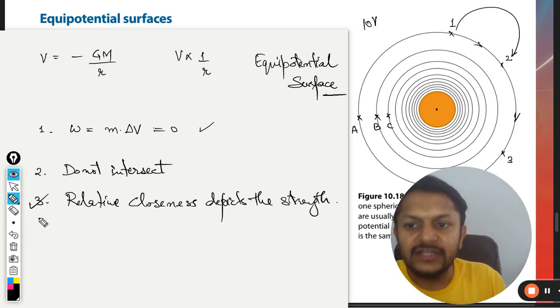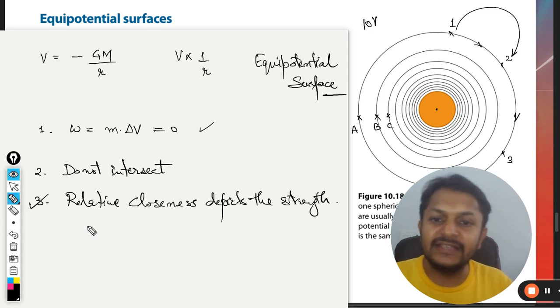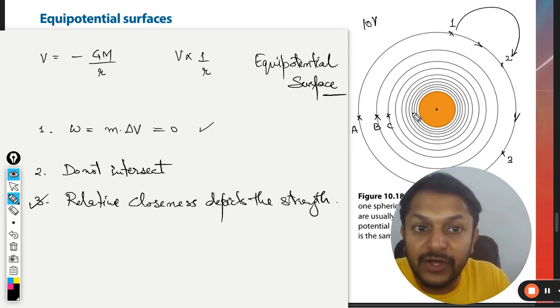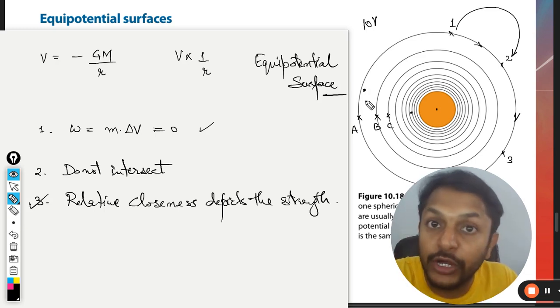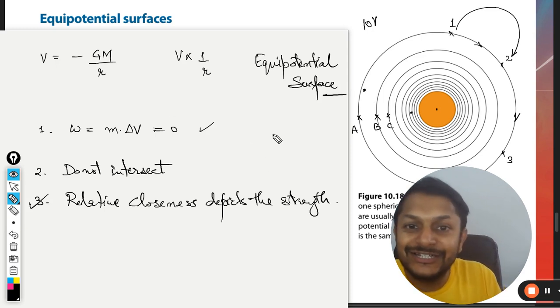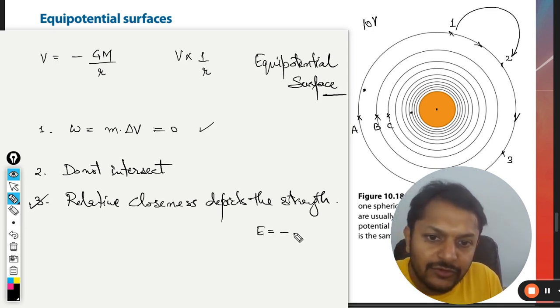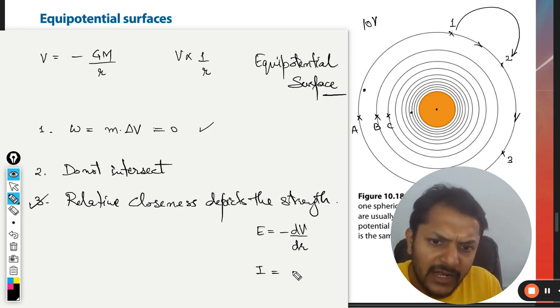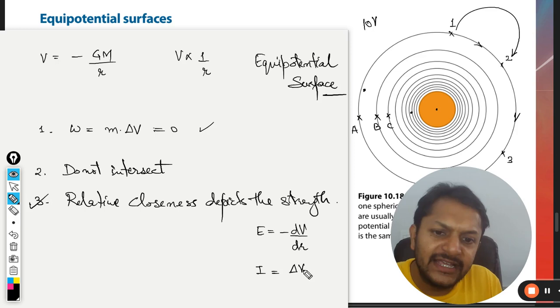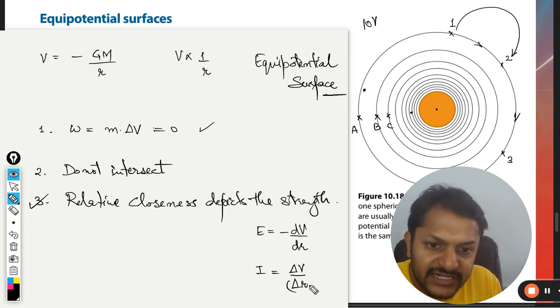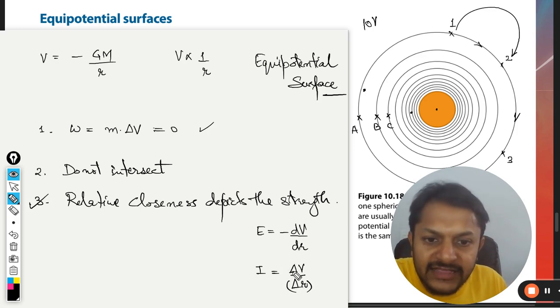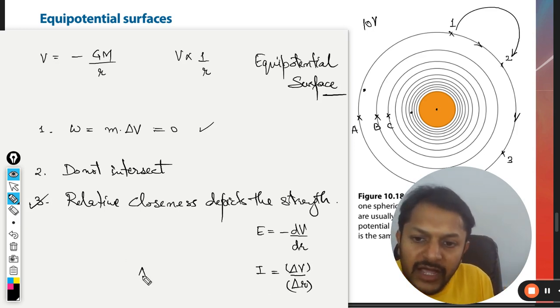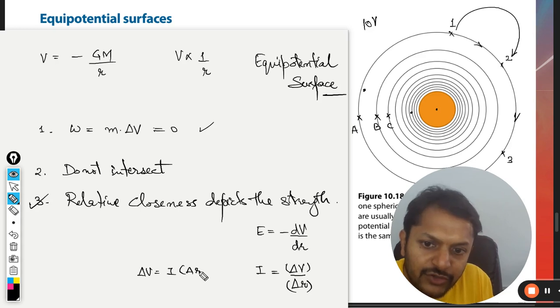Now, why is that? The point you need to note about point number three is that relative closeness depicts greater gravitational field strength, and this is depicting a weaker gravitational field at that point. How can we reach this conclusion? I just gave you a formula: E is equal to negative dV by dr, and you can write E or you can write I. If we concentrate only on the magnitude and the average value, this is the distance between the two equipotential surfaces, and this is the change in the potential. From here, I can write delta V is equal to I into delta R.